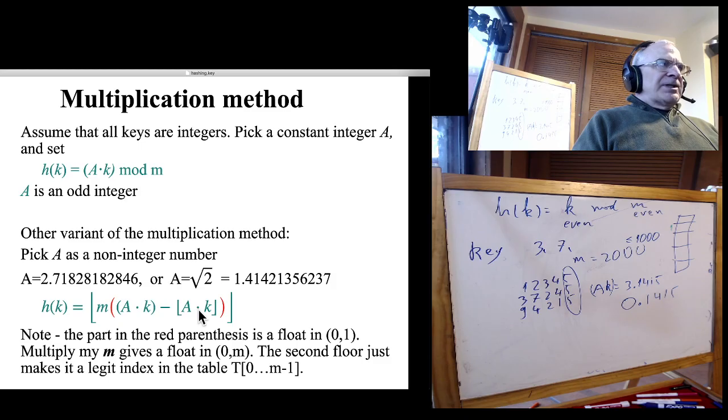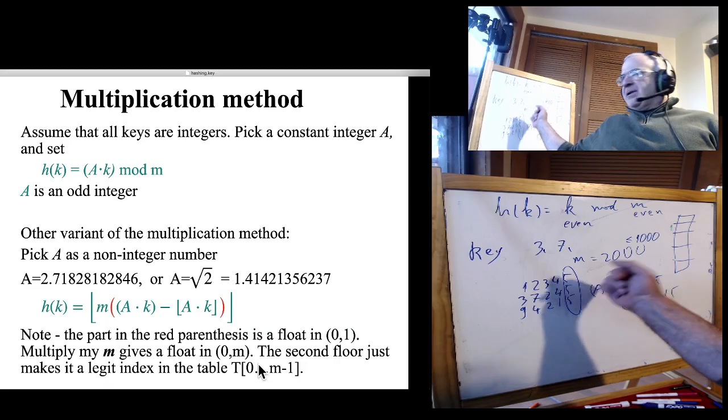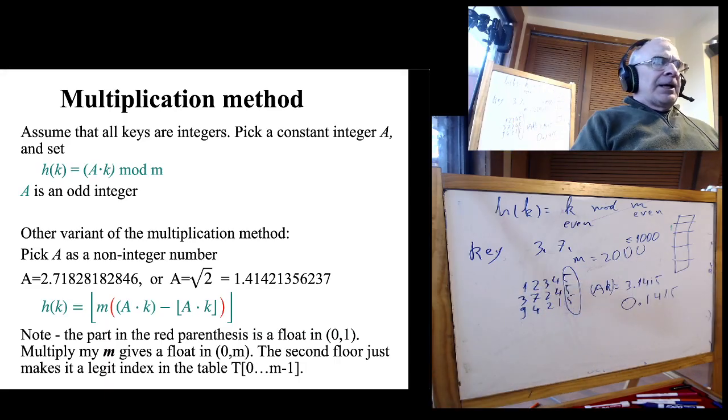And again, all the digits of k might participate, might contribute. That is, two keys that are different in any digit, even if it's the first digit, even if it's the last digit, it might lead to a different value, likely to lead to a different value.